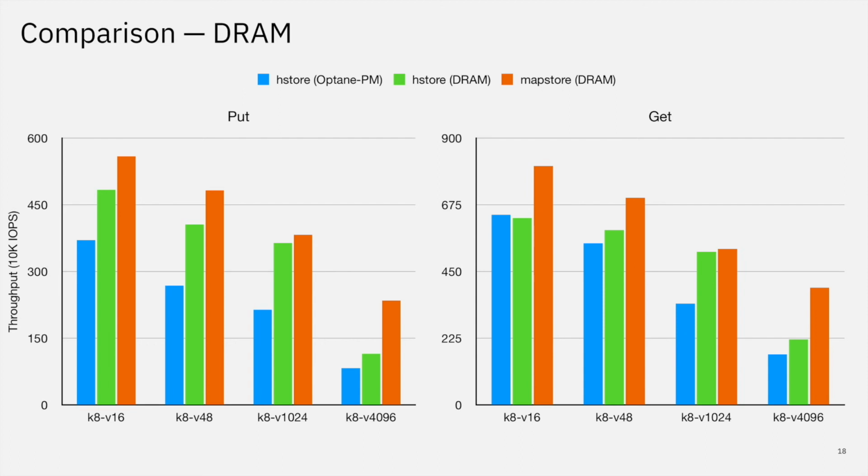We can see that for both puts and gets, MapStore performs the best. This is expected as it doesn't have all the extra code and overheads for handling crash consistency and the cache line flushing. Meanwhile, we also see that with the same implementation, DRAM outperforms Optane. This is also expected. Interestingly, we found that the cost of crash consistency is up to 64%.